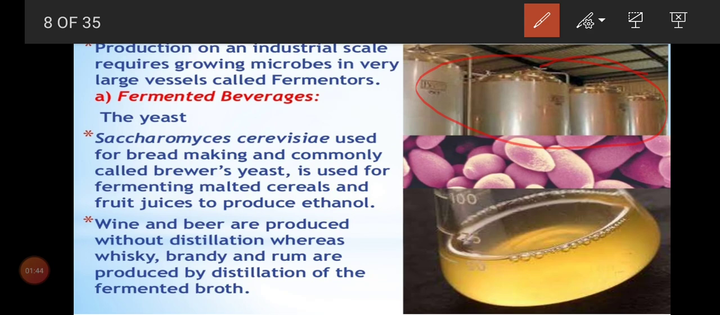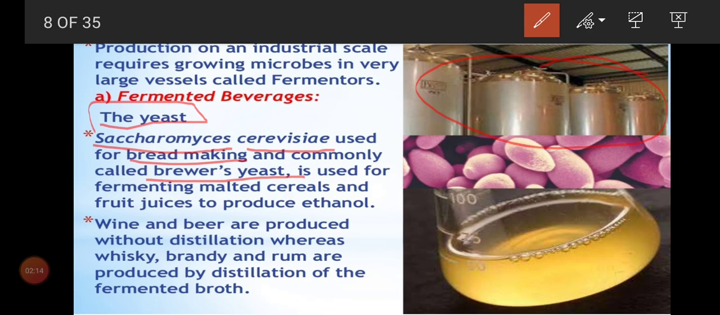If I say fermented beverages, automatically everyone's mind will come to one fungus, yeast. It is single celled, we all know. And what is the scientific name for that? Saccharomyces cerevisiae. What is the scientific name for yeast? Saccharomyces cerevisiae. And what is it used for? Bread making, and also brewer's yeast, which is available in so many markets.